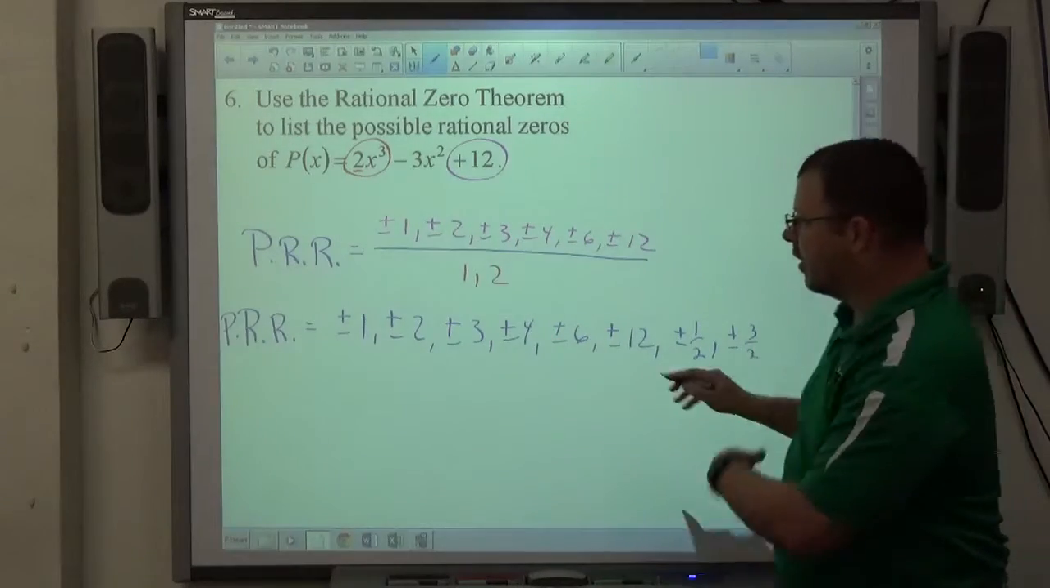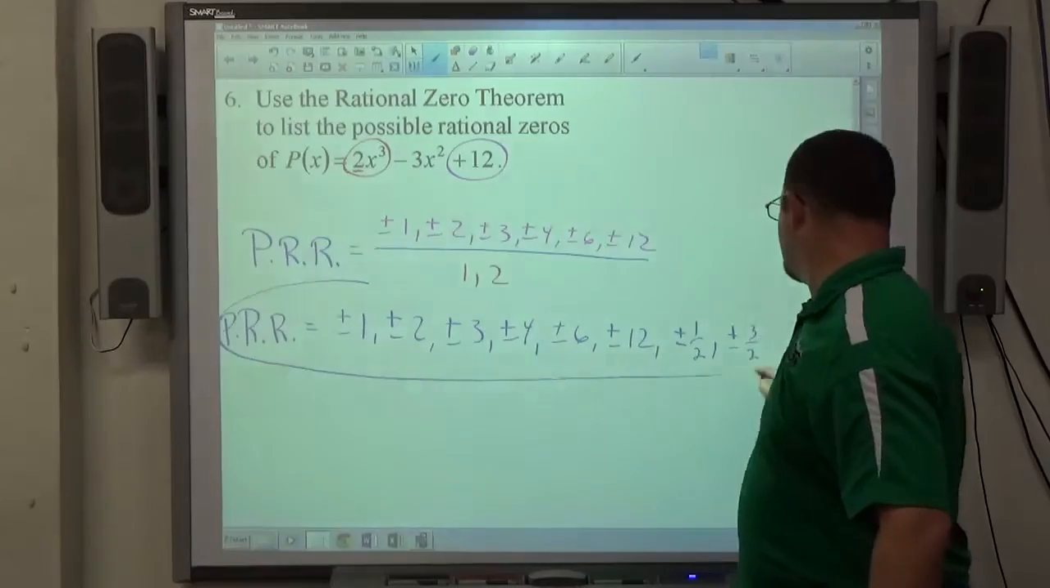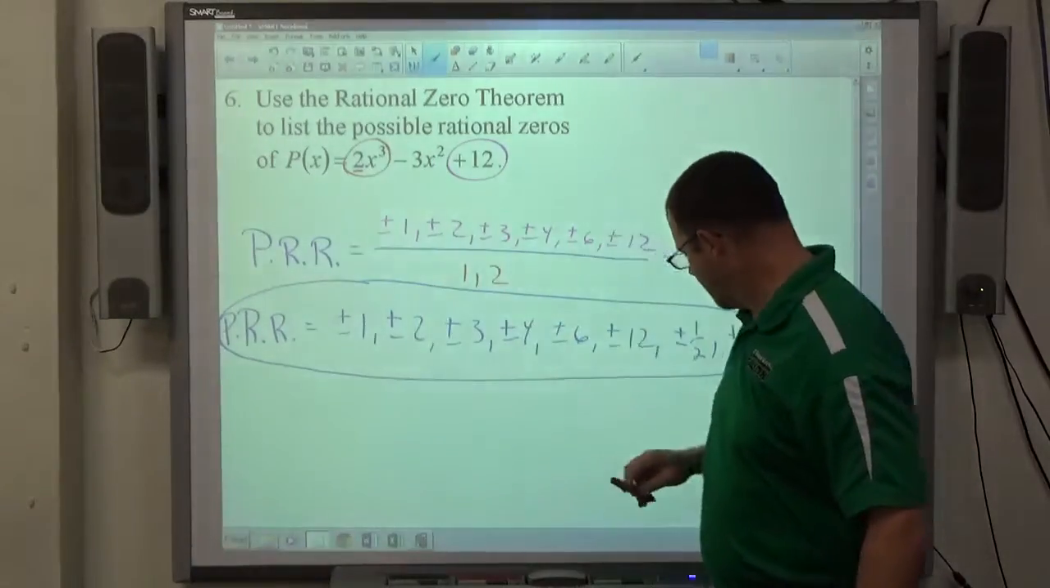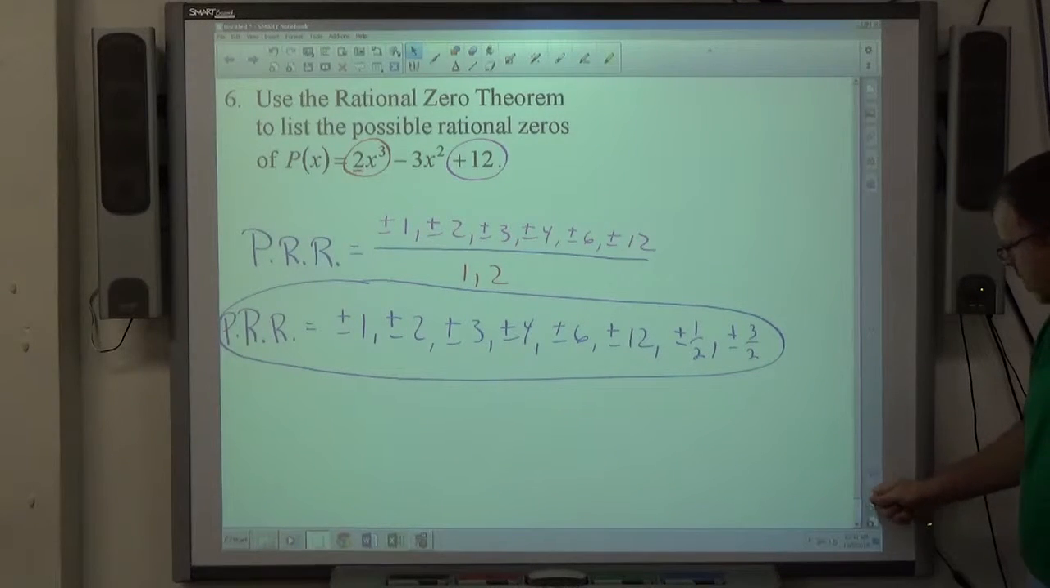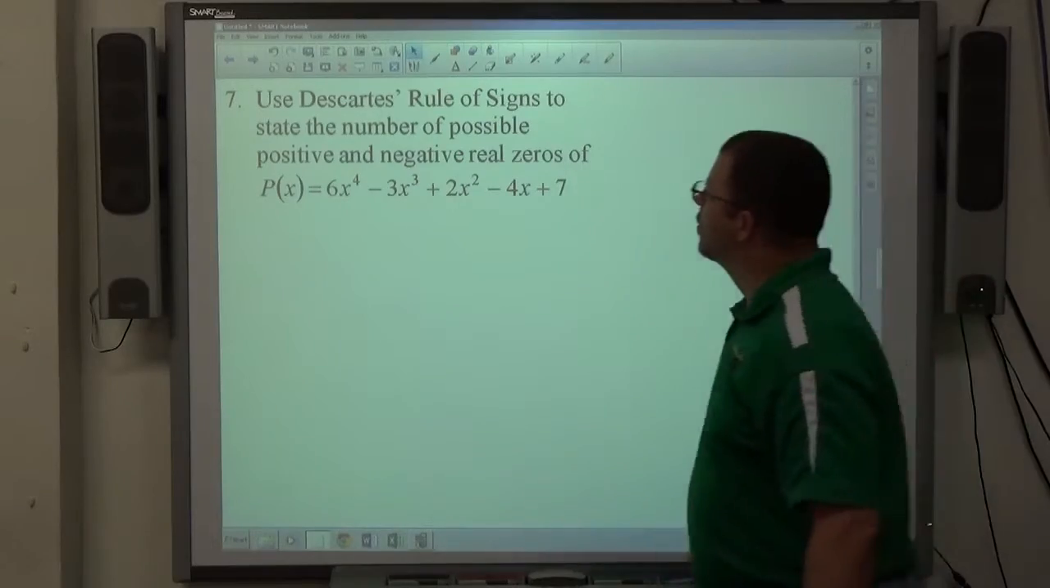So that right there is the list of every rational number that could possibly be a correct answer to that problem. That's all they're asking for there. Give me a list. Don't solve it. Don't do anything beyond that. Stop there. Number 7, use Descartes' rule of signs.